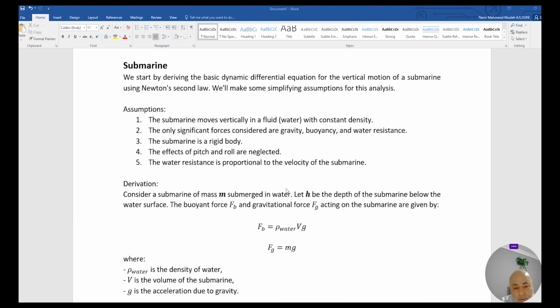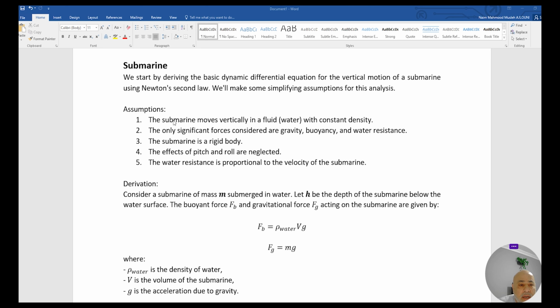Hello and welcome to this video in which I will be deriving the dynamical differential equation for the vertical motion of a submarine. I will be doing that based on Newton's second law. Once I complete the derivation, I will go through solving the differential equation using SciPy integrate and Euler methods, again as I did in my previous video.